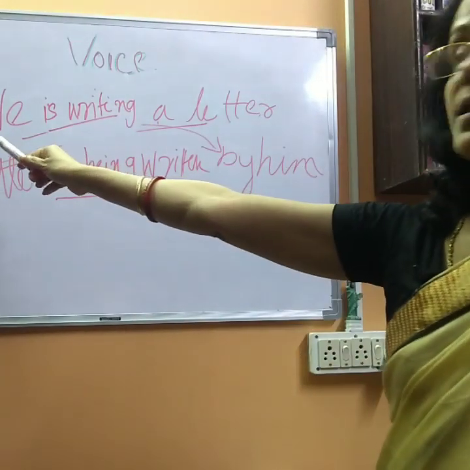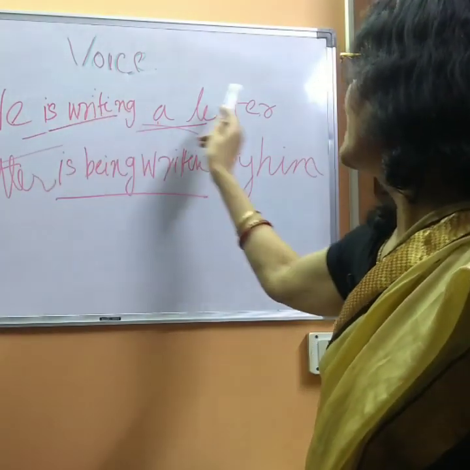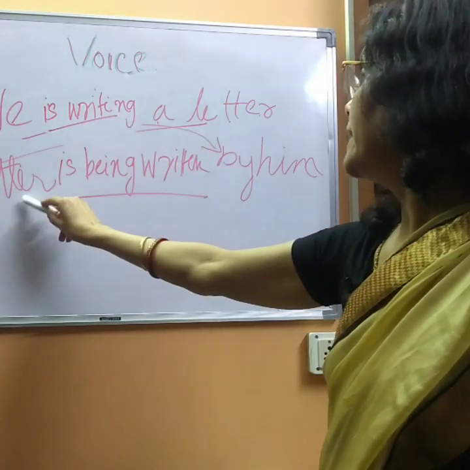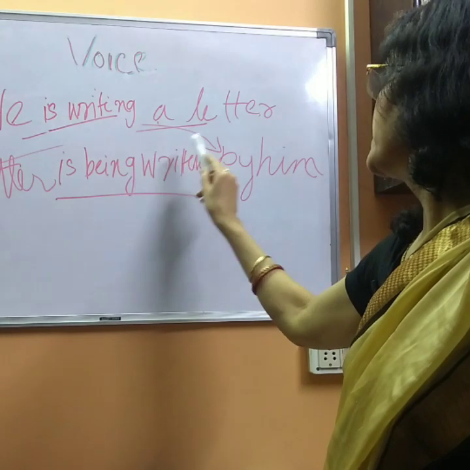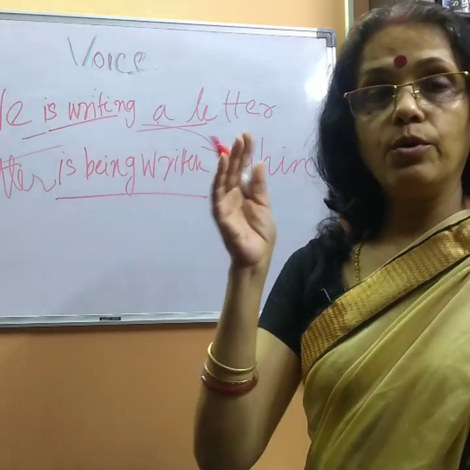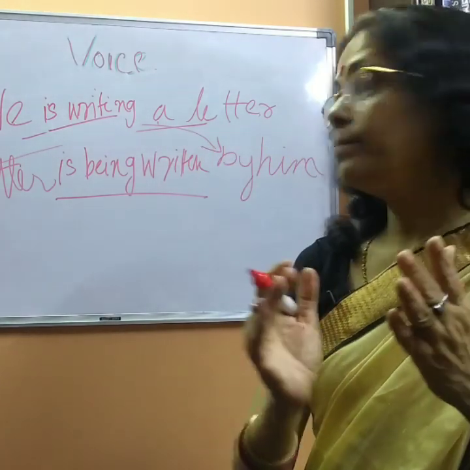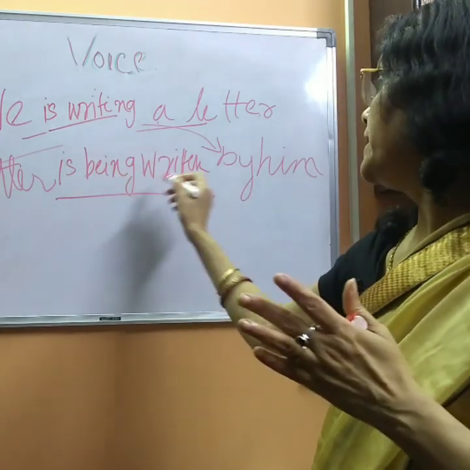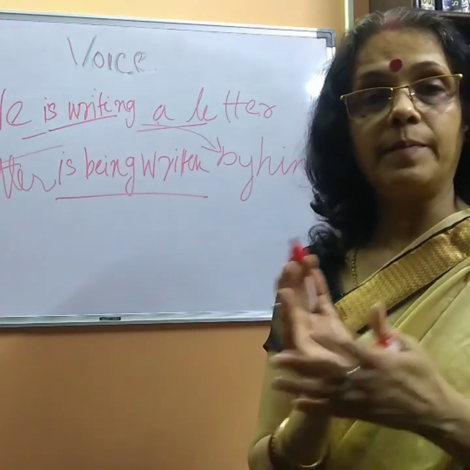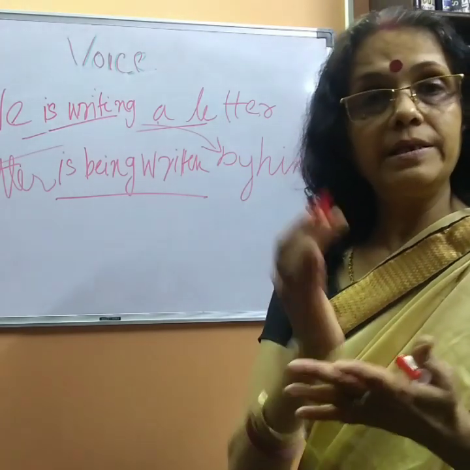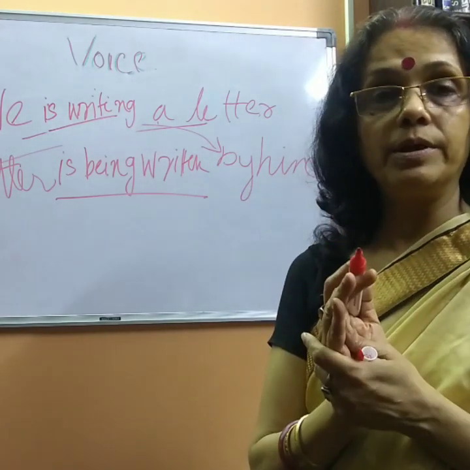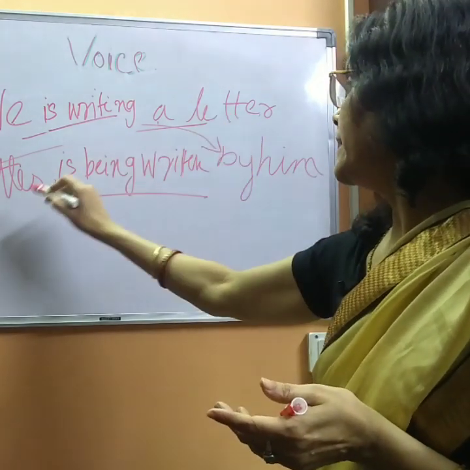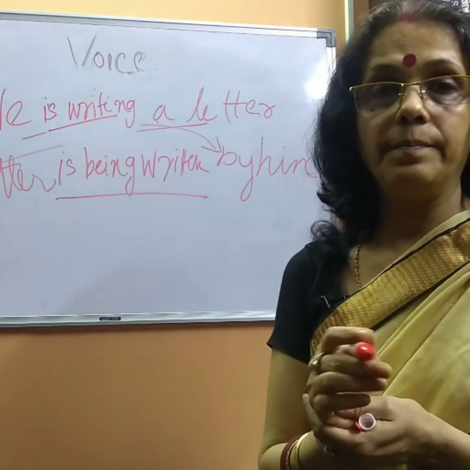This is your present continuous form. He is writing a letter, present continuous. So what happens? A letter is being written by him. So what is the form? The be verb, then ing is being written and the past participle. It can be is, am, are depending upon the subject. He is writing a letter, is being written by him.